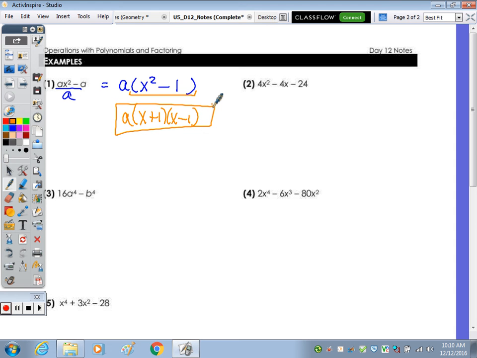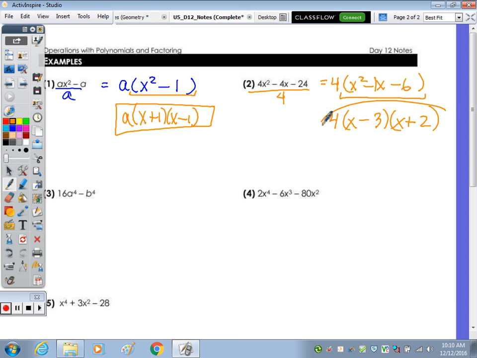Number 2, 4x squared minus 4x minus 24. The GCF is 4. Pull out the 4, and we get what's left over after we divide, x squared minus x minus 6. Can that be factored? Are there factors of negative 6 that combine to negative 1? Yes, there are. So setting up, it's a trinomial, your two parentheses, factors of 6 that combine to 1 are 3 and 2. So it'd be negative 3 plus 2 to get that negative 1.